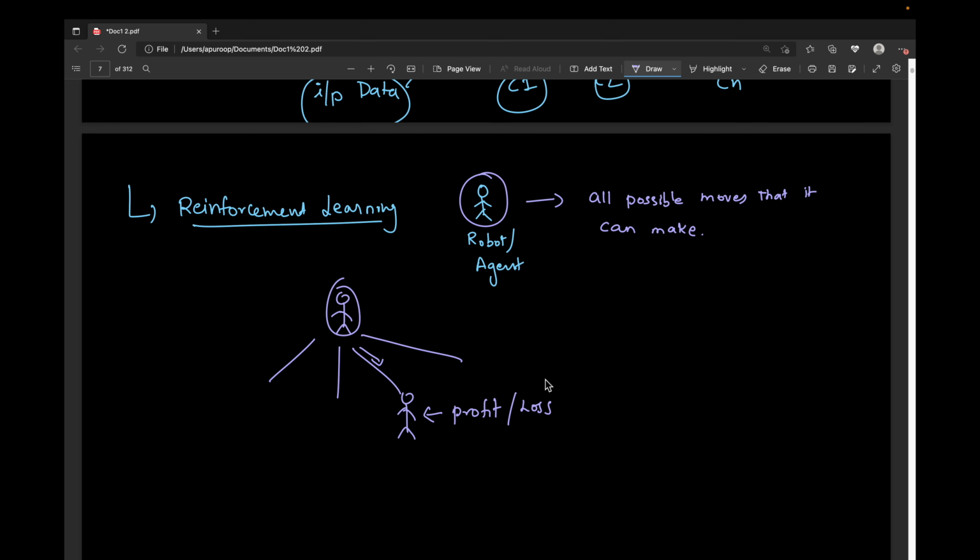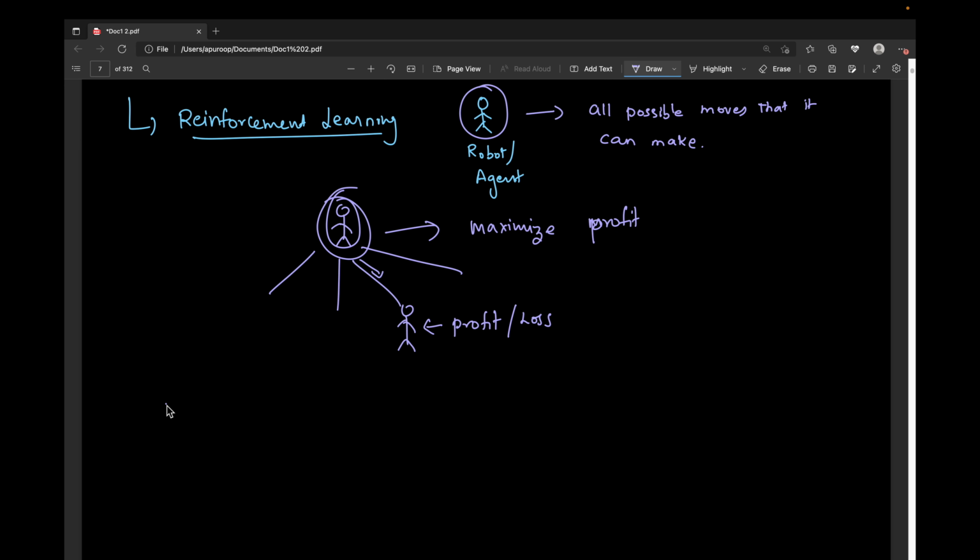So what is the objective of this particular robot? The objective is to maximize the profit. Initially, the robot might not know that if I move in this direction, I'll get some loss or profit. But after making the move, it will understand that next time I should not make such a move. Like that, the robot will learn by itself, and in future it will not make such mistakes again. Such kinds of algorithms, we call reinforcement learning algorithms.